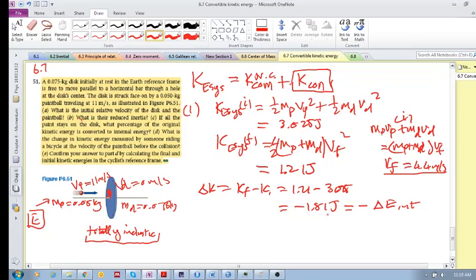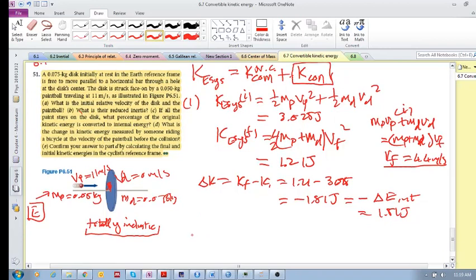It has to be the same as this value, which is 1.81 joules. And how do we calculate K convertible? There are two ways. The first way: K convertible is half reduced inertia times V relative squared. Okay, so what is that?